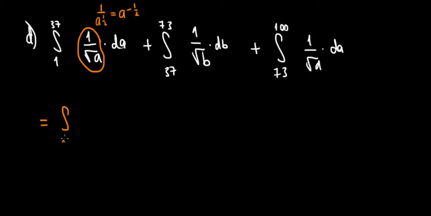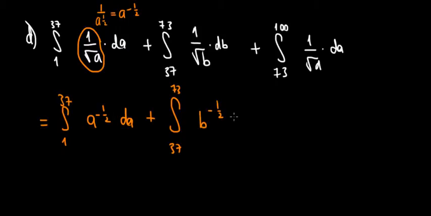We will have the integral between 1 to 37 of 8 to the power of minus 1 over 2 times dA. Now, we replicate the same method over here. The integral between 37 to 73 of 1 divided by square root of b, well, that's the same logic. That's b to the power minus 1 over 2 times db, plus the integral between 73 to 100 of 1 divided by square root of a. That's going to be 8 to the power minus 1 over 2 times dA.